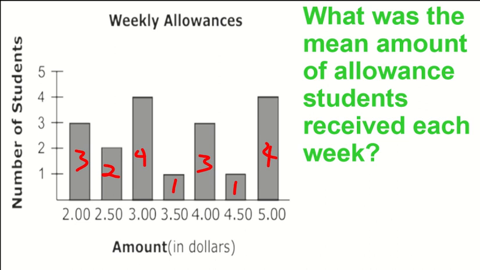When we're adding them, how many students get $2? 3. So how many times should we add $2? 3 times. So go ahead and do that. Go all the way, get the mean, okay? Don't just stop with the sum.